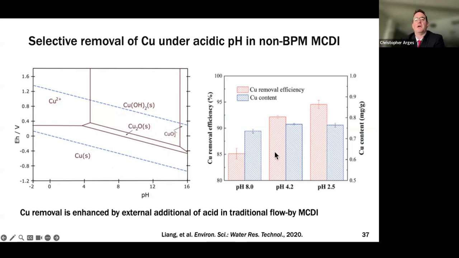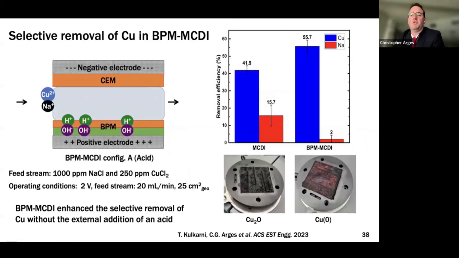So this group here, what they did is show that, yeah, as you make the pH more acidic, they were able to increase the copper removal efficiency in a non-BPM MCDI unit. So we showed that it works, right?